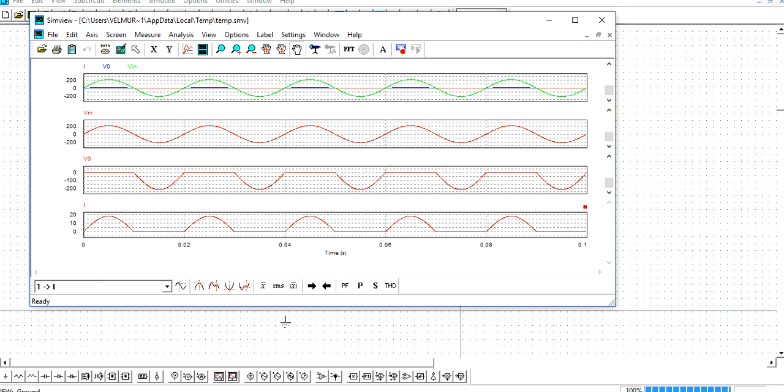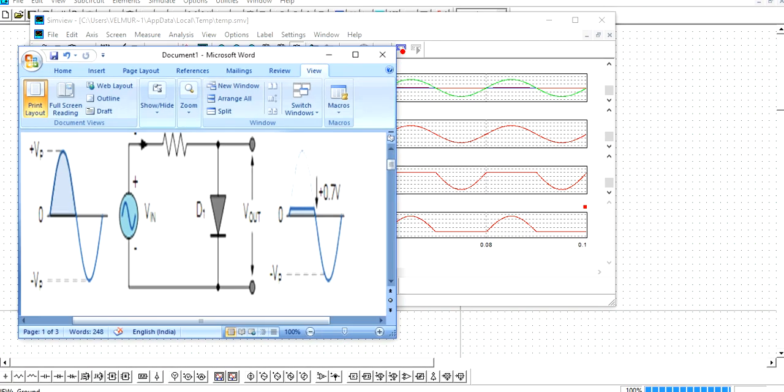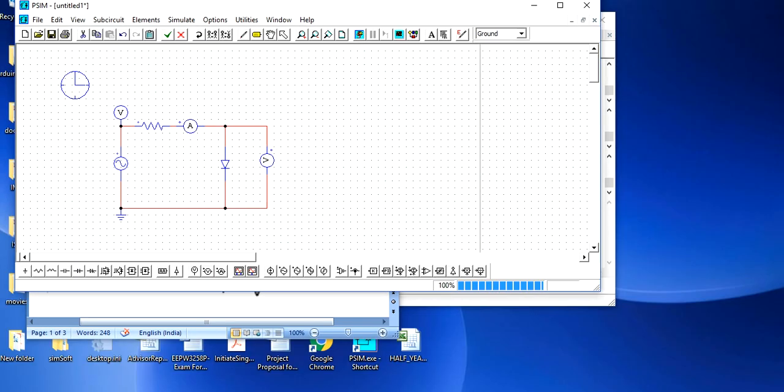Okay, so this is a nice software you can use to simulate electronic circuits. Particularly it can be used for power electronics devices simulation. You try and enjoy. Next, we discuss the working principle of this circuit. This is our circuit.